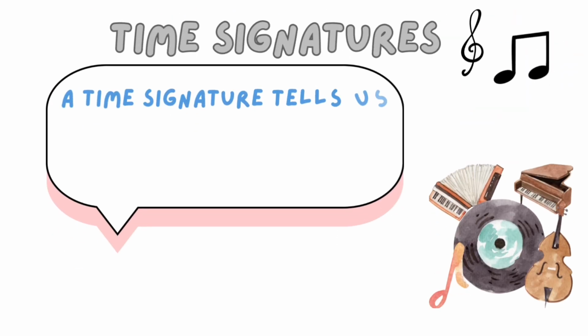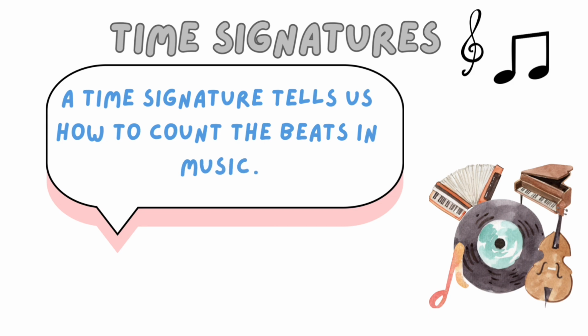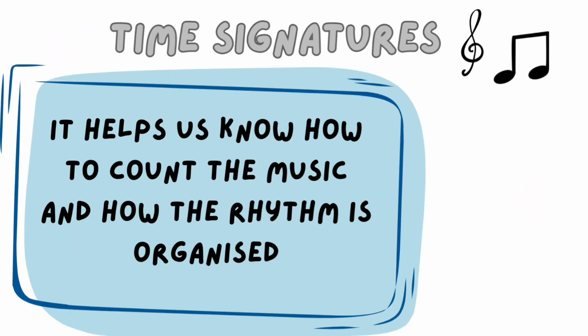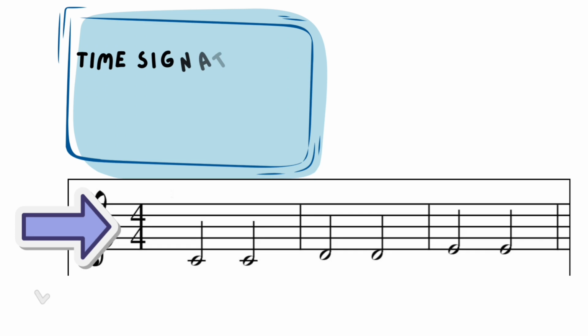Okay, so time signatures are the pulse of music. They tell you what to count in music. Every piece of music has a pulse or a sense of like 1, 2, 3, 1, 2, 3, 4. So a time signature tells you how to count the music and how the rhythm is organized, whether it's in 3/4 time, whether it's in different time signatures, so you know what to count.